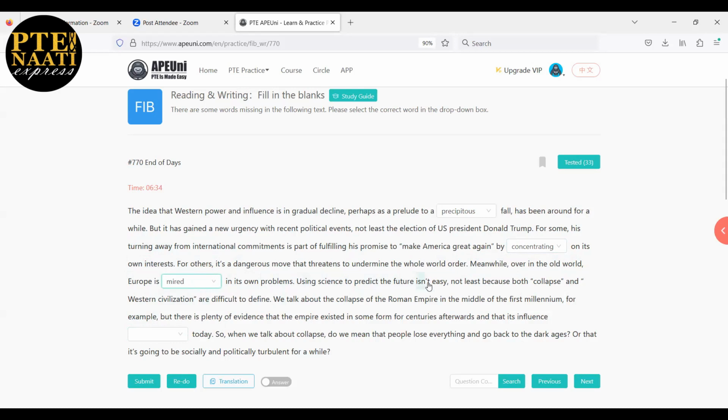Using science to predict the collapse is difficult, because both collapse and Western are difficult to define. We talk about the collapse of the Roman Empire at the beginning of the first millennium, for example, but there is plenty of evidence that the empire existed in some form for centuries afterwards, and that its influence lingers today.